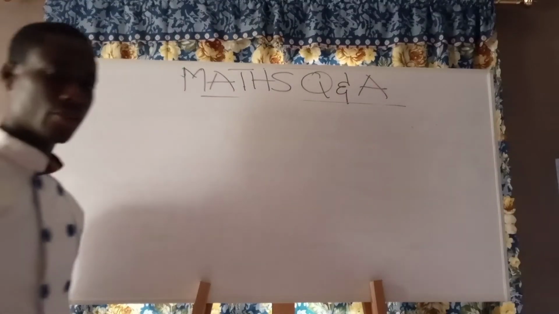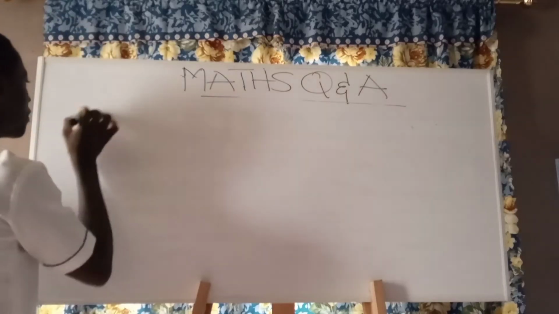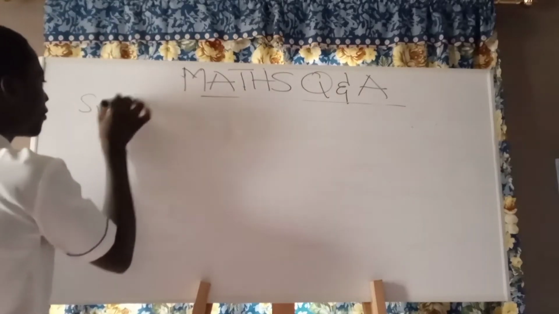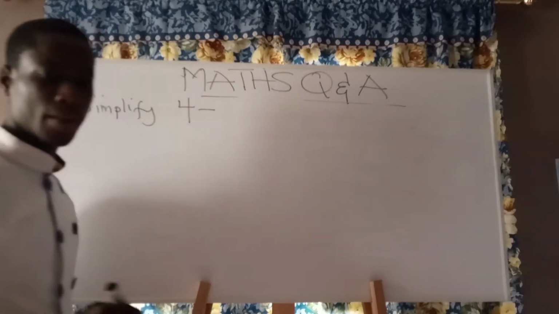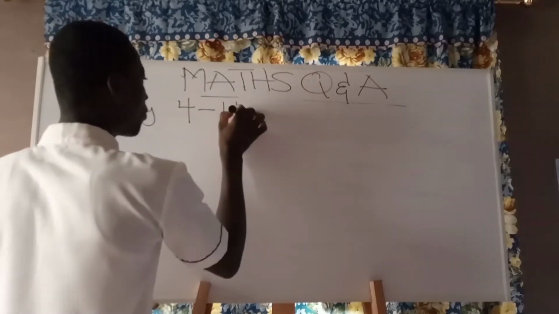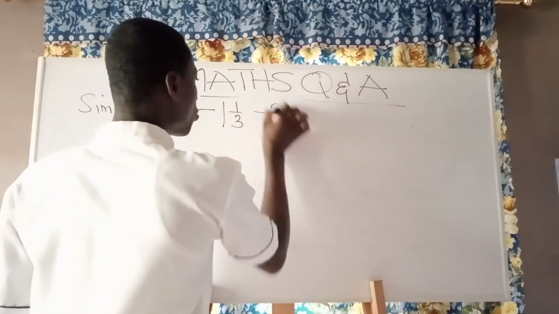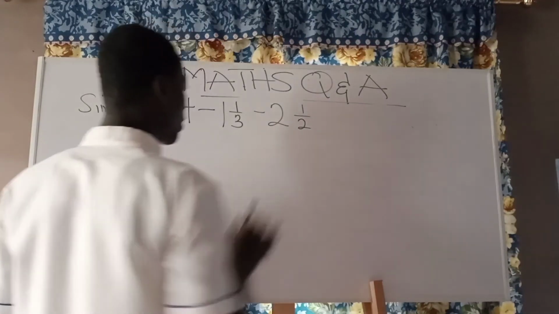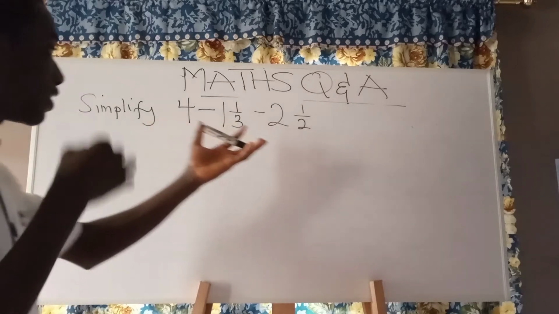We are on fractions, okay? And our fraction question today is: simplify 4 minus 1 whole number 1 divided by 3, and then minus 2 whole number 1 divided by 2. To be able to solve a question like this, first make sure that they are all in line.